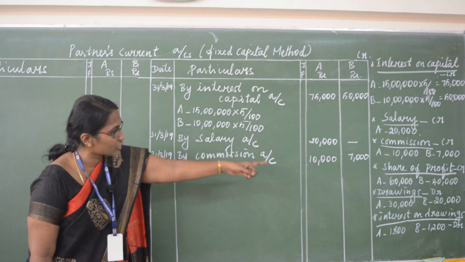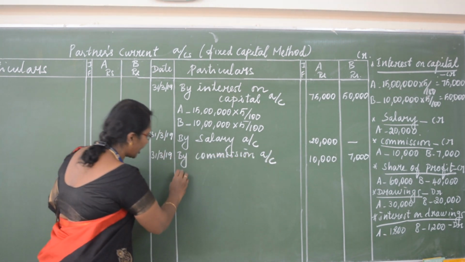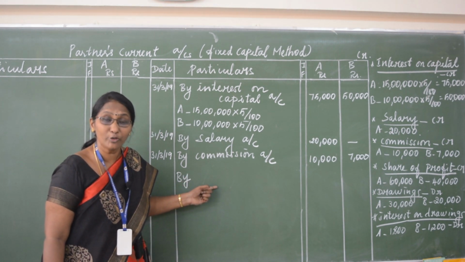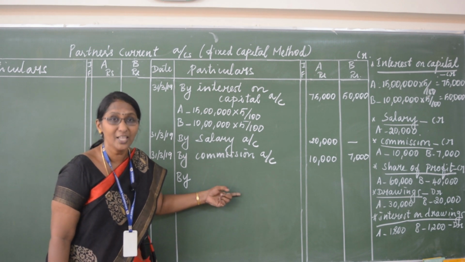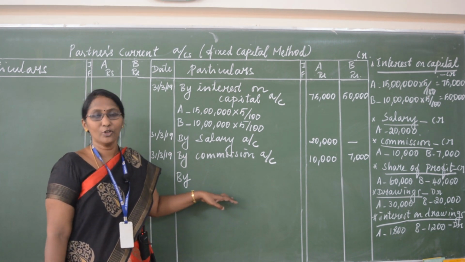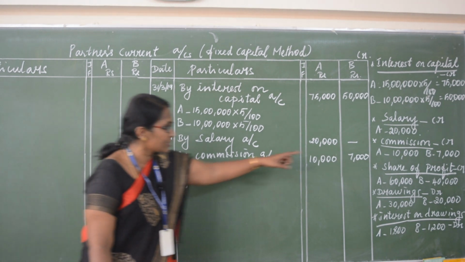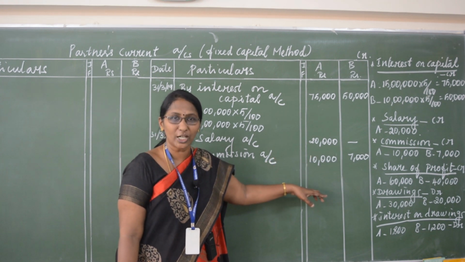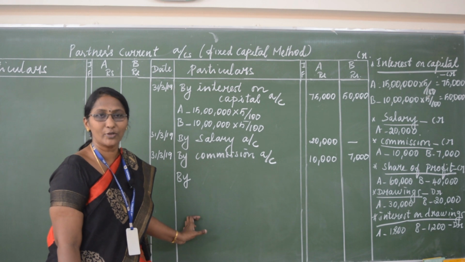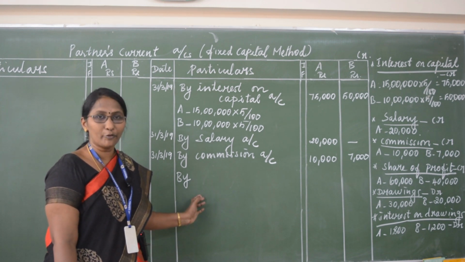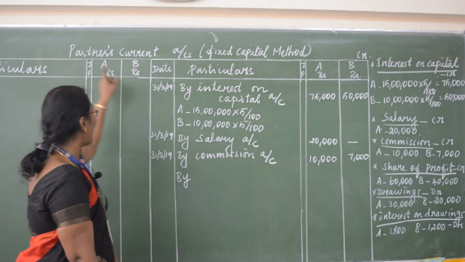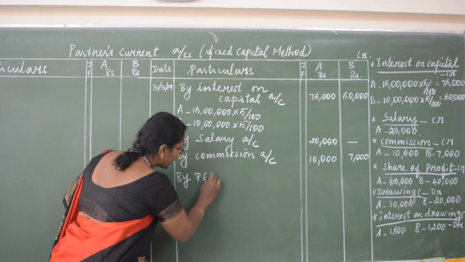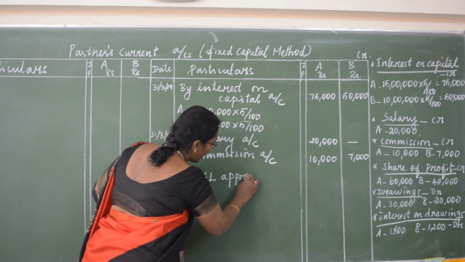Next to commission is share of profit. Do we mention share of profit here? How do we have to mention the share of profit here? You should not write share of profit. You have to write P&L appropriation. Why do you write P&L appropriation? Because this profit share is prepared and calculated in P&L appropriation account. Debit side of P&L appropriation account, it was distributed among the partners. That profit should be transferred here to the partner's current account in credit side. So I have to write P&L appropriation account.